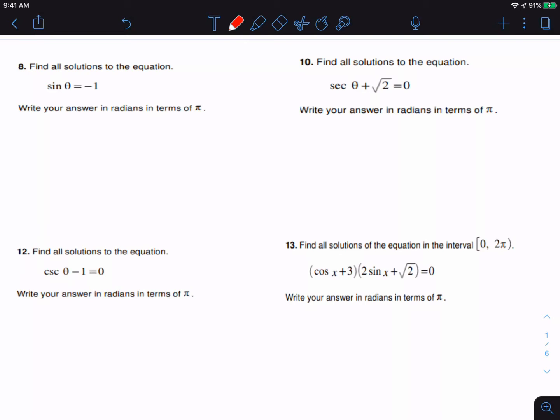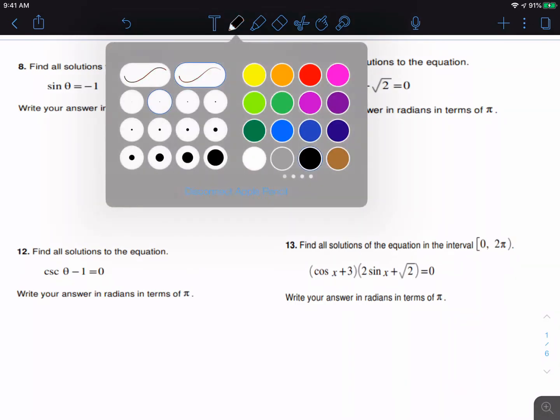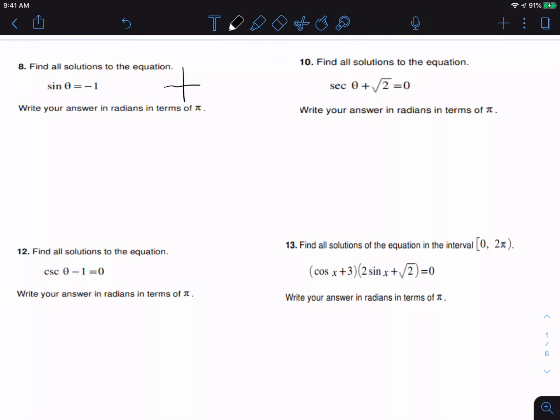Since there's not a restriction here, we're going to have to add multiple answers, okay? So if we look at this, when is sine of theta -1? Well, if I look at a unit circle, and I'll just draw a little one. Here's the unit circle. Isn't that right there? And doesn't that occur at 3 pi over 2? So I know that my theta is going to be 3 pi over 2.